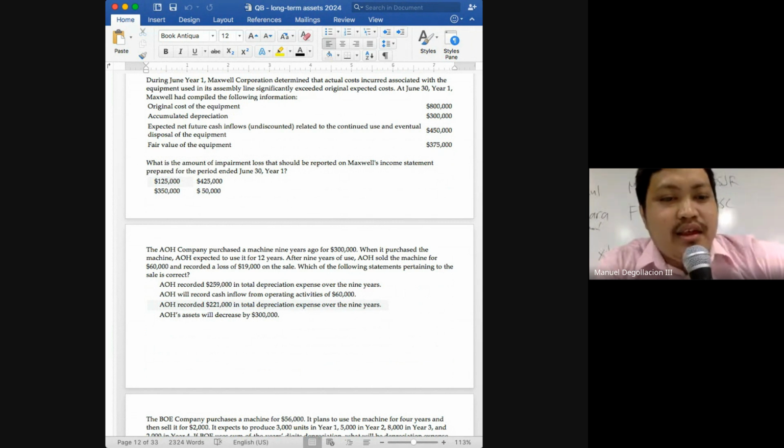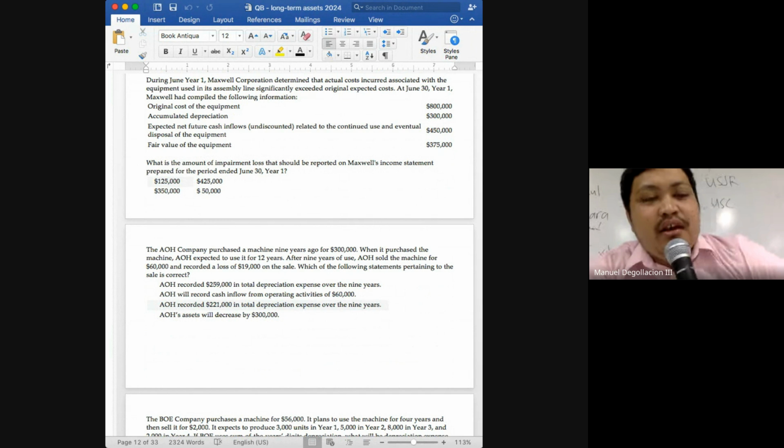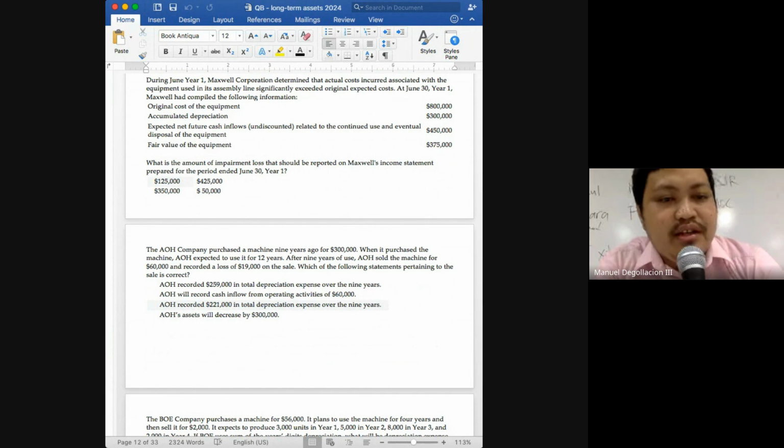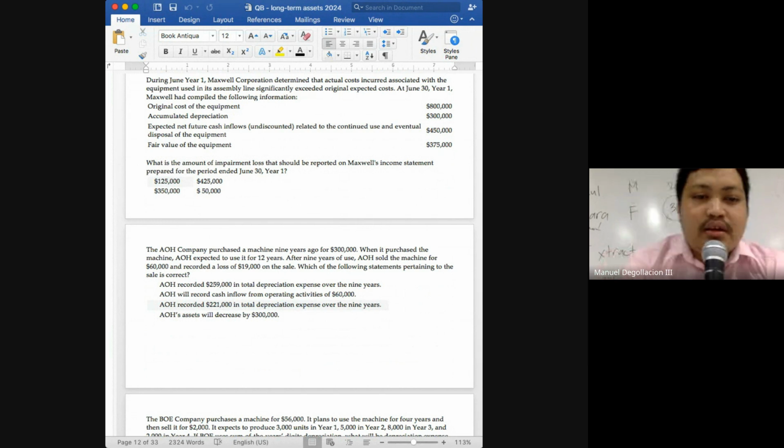79,000. Okay, I hope everyone gets it right because many would get the opposite. They would instead deduct the 19. Okay, selling price is 60. If you have a loss of 19, that means the carrying amount is greater, so you add the 19 to get the carrying amount. So the carrying amount must be 79.